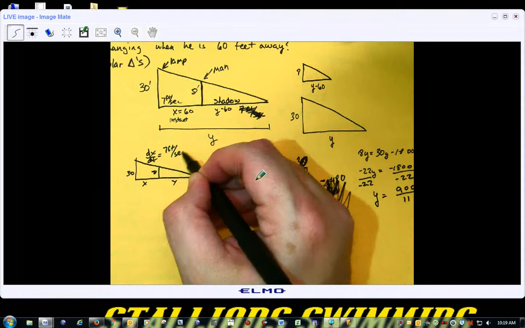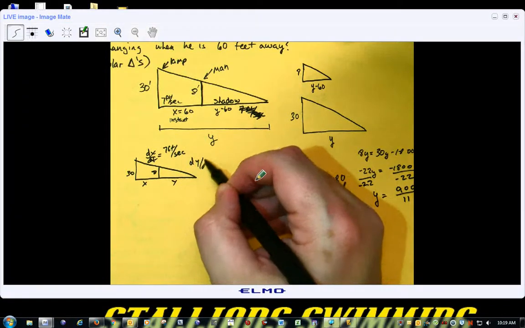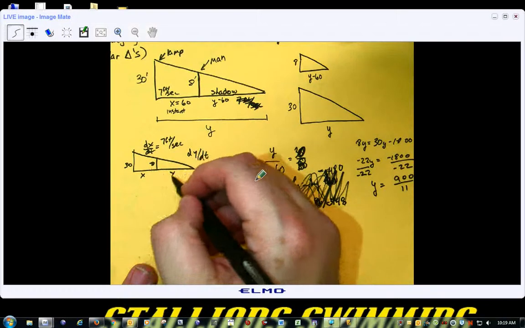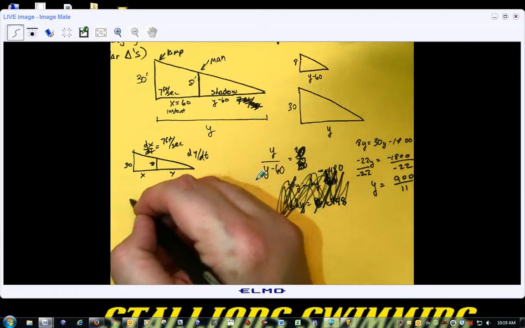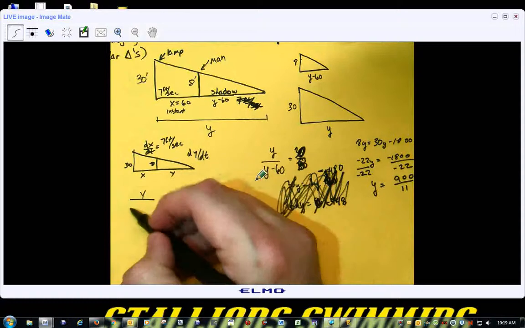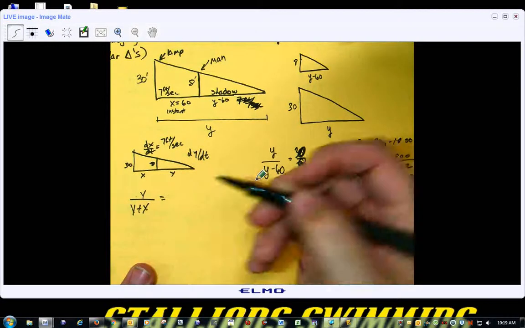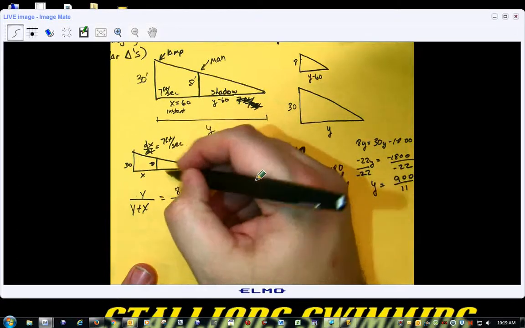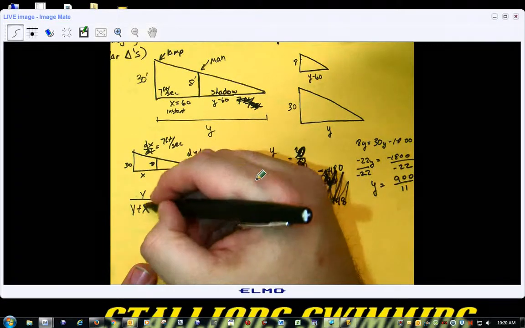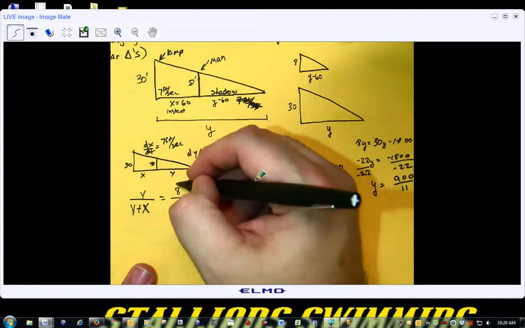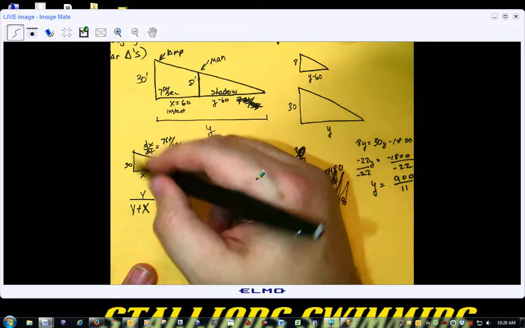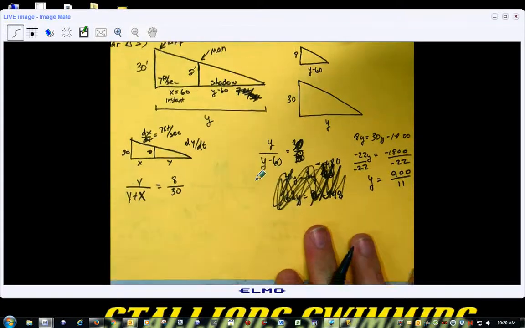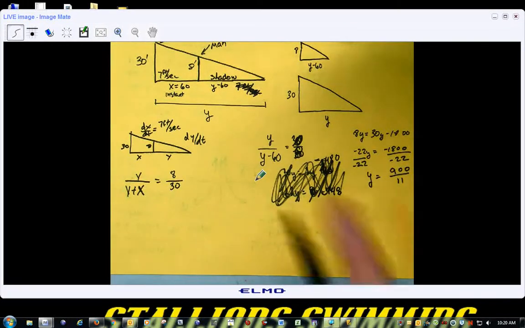All right, so if I take the small one, y over y plus x, that's equal to the small one, which is 8, right? Y plus x to get the total distance, because I have to do the small triangle and the big triangle. And so that's 8 over 30. Better? All right, distribute. Sorry about that. Distribute. So you get 30y is equal to 8y plus 8x.